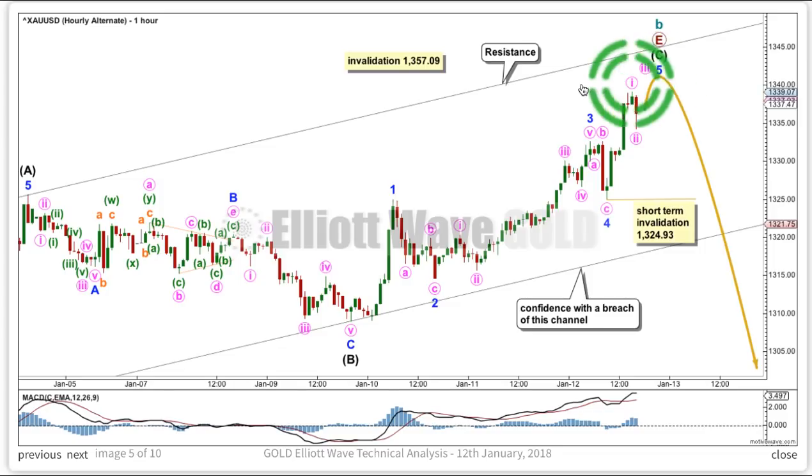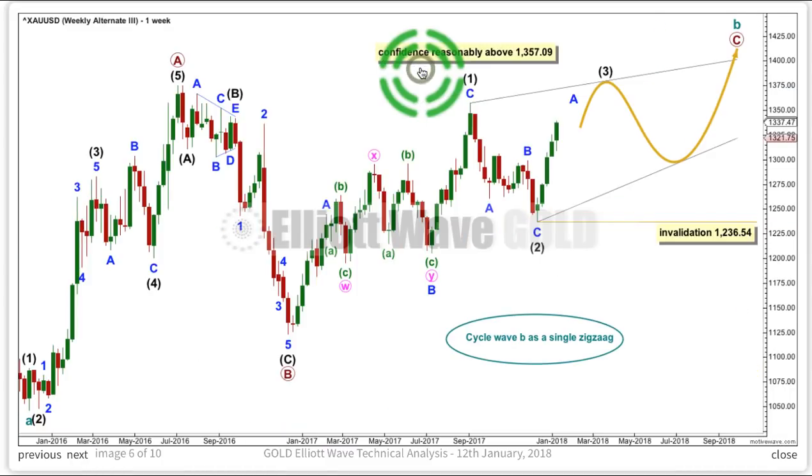We'll be expecting, while price remains below this invalidation point, that this main wave count is correct, that we're looking for a trend change coming up very, very soon. Let's have a look at some alternates. It's all the same to this point here.